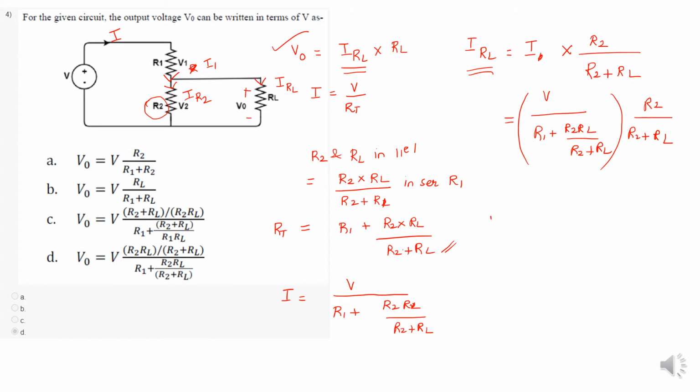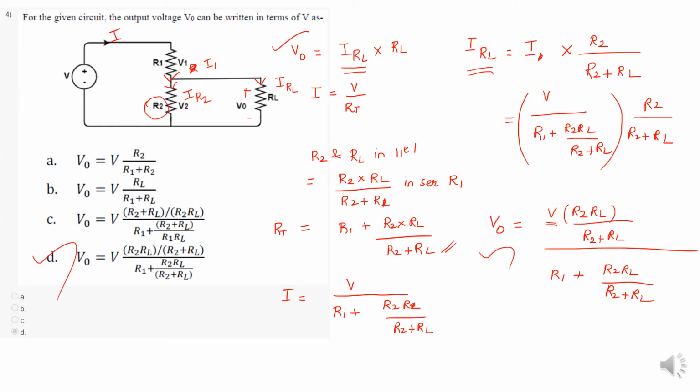Next, what is our aim? To find out V0. So, what is V0? I into RL, into RL. So, V into RL. So, R2 into RL. I am going to write this like R2 plus RL, the whole divided by R1 plus R2 RL divided by R2 plus RL. So this is the correct answer for V0. So V0 is written in terms of V here. So D is the correct answer.